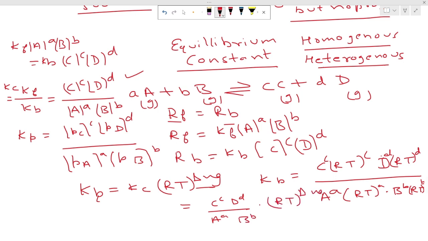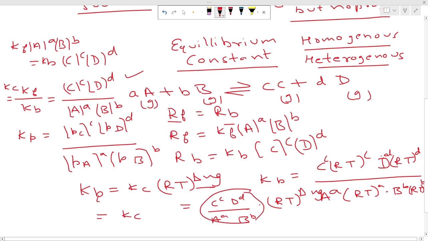Delta Ng means, if all are in gaseous state, delta Ng is (c plus d) minus (a plus b), as comes from this formula. So this expression is nothing but Kc, and then (RT) power delta Ng. So this way Kp equals Kc (RT) power delta Ng. This is the relation between Kp and Kc.